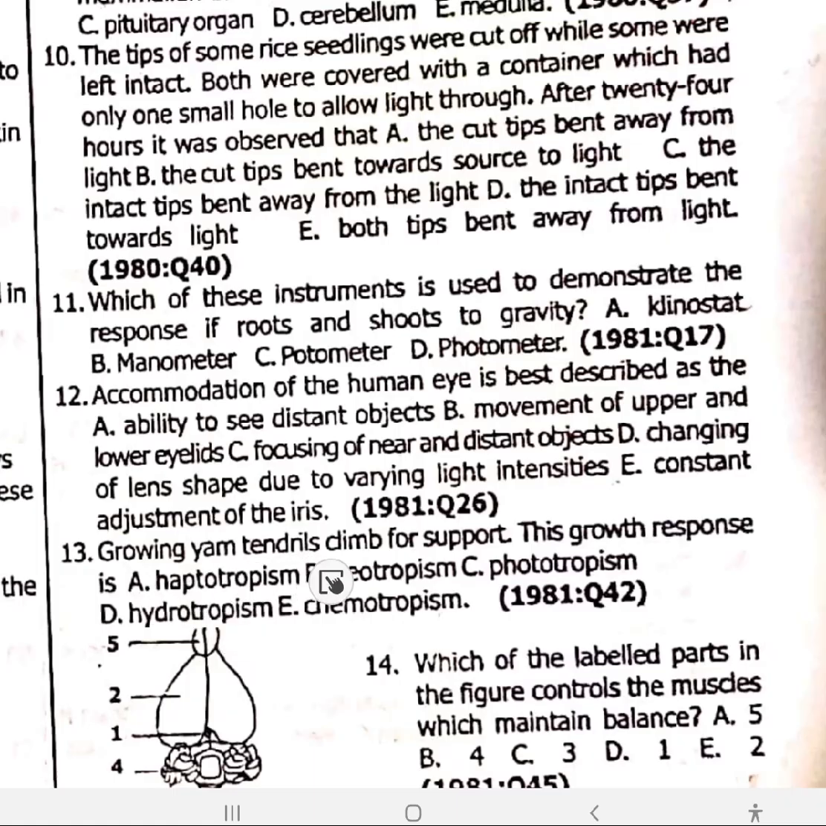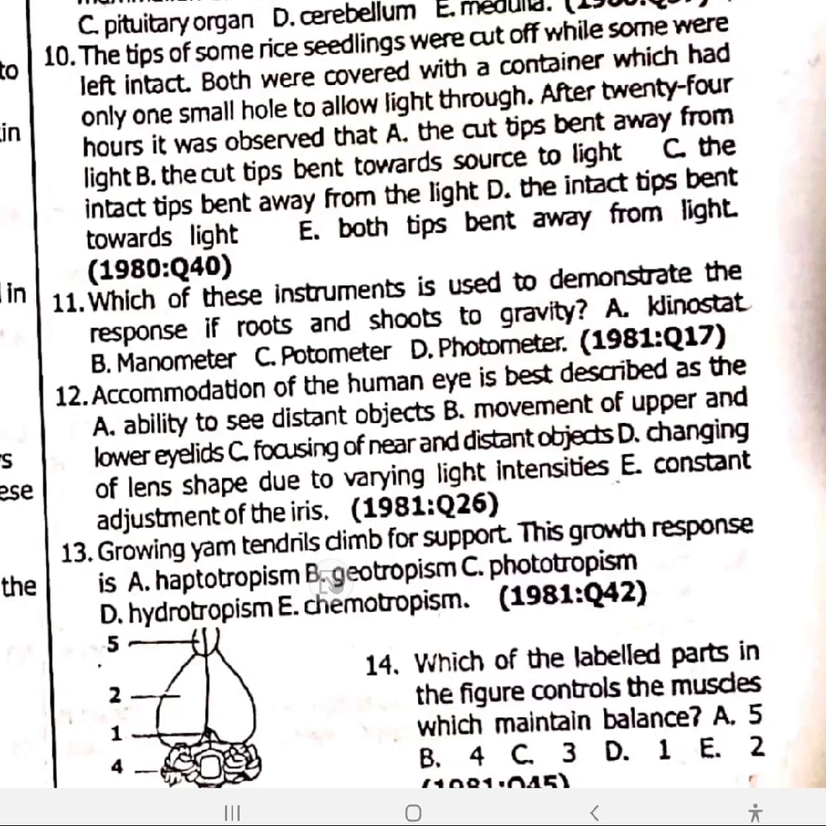There are different responses. Haptotropism is also the same thing as thigmotropism. Haptotropism is spelled HAPTOTROPISM, or thigmotropism. Thigmotropism is spelled THIGMOTROPISM. Now, let's take down notes.